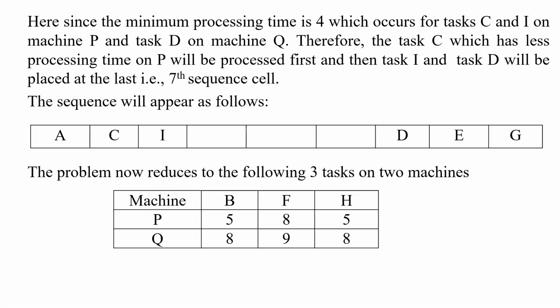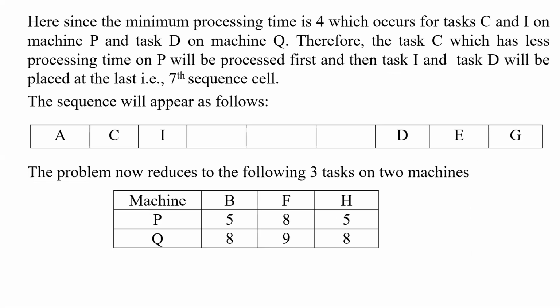So the task C, which has less processing time on P, will be processed first, then task I, and then task D will be placed at the last. That is the 7th sequence cell. The problem now reduces to the following three tasks on the two machines, B, F, and G.